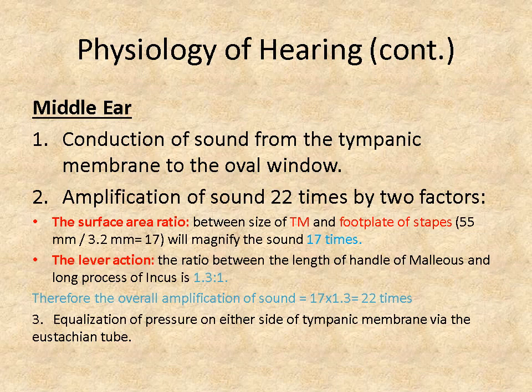Also, a very important function of the middle ear is equalization of pressure on either side of the tympanic membrane through the eustachian tube, so that the tympanic membrane can move freely and transmit the sound.